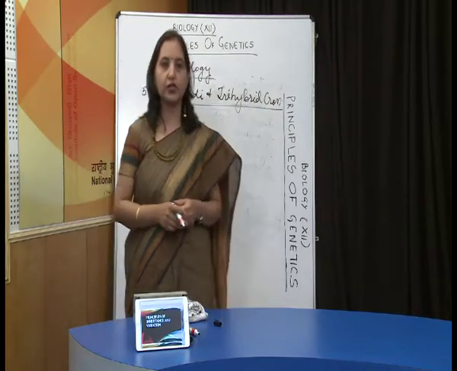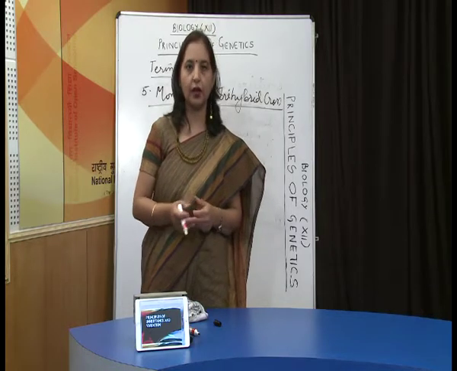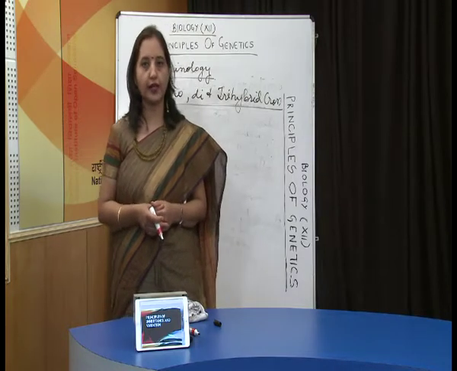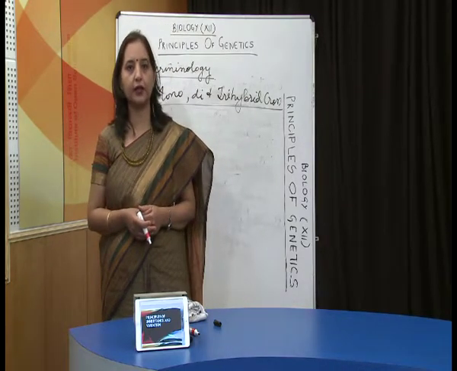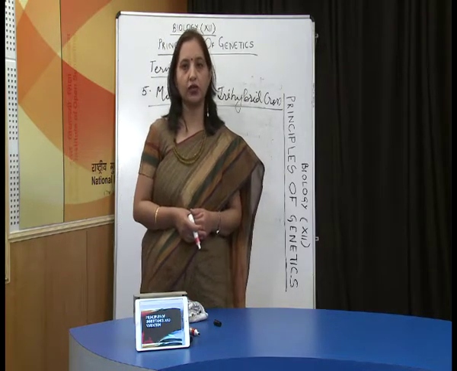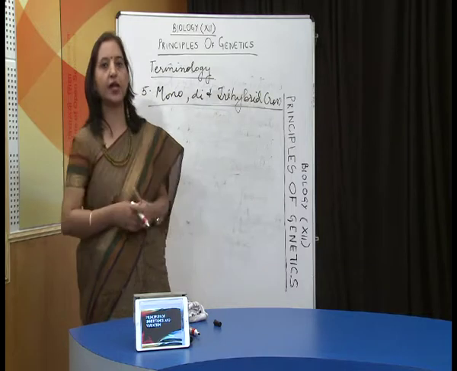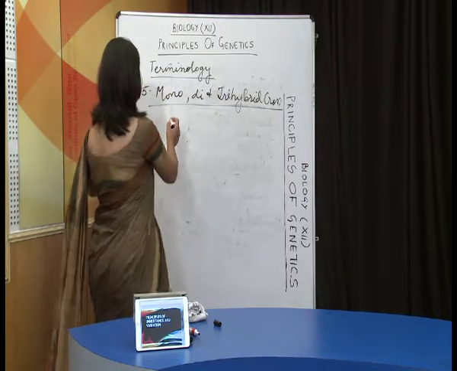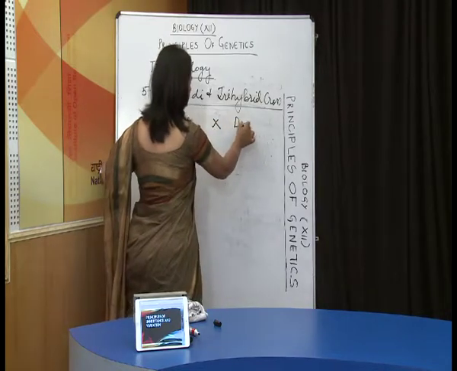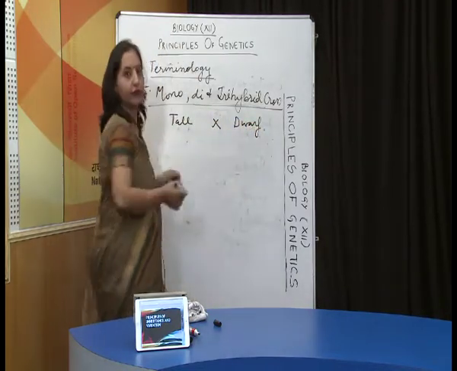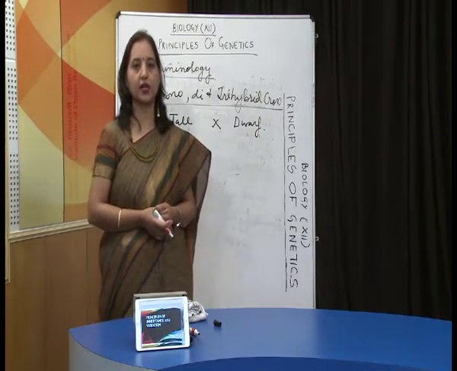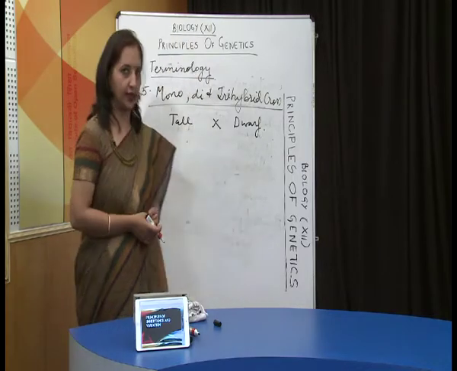Next term is monohybrid, dihybrid and trihybrid cross. A cross in which a single character is considered for experiments, that's monohybrid cross, whereas two characters considered, that's dihybrid, and when three characters are considered at the same time, that's called trihybrid cross. And it can be easily understood with the help of an example. A tall plant, if crossed with a dwarf plant, this kind of cross is known as monohybrid cross, because we are just considering the height of the plant at this moment.